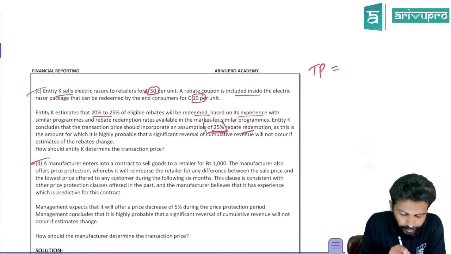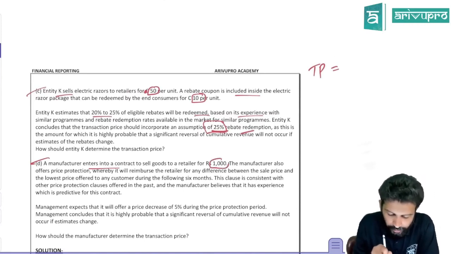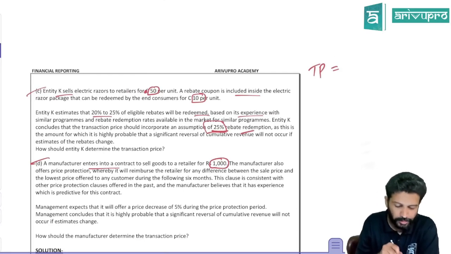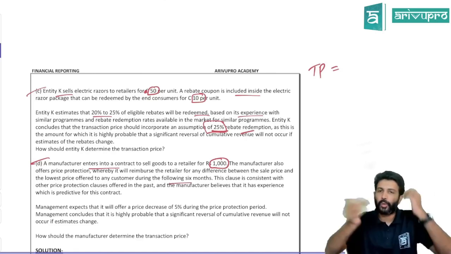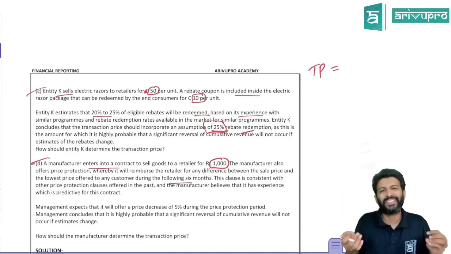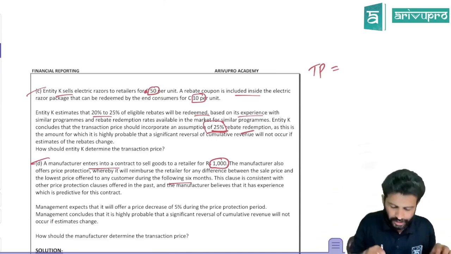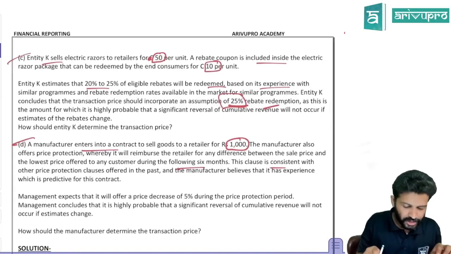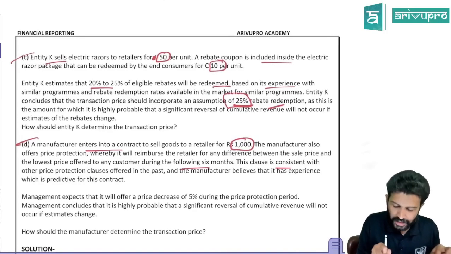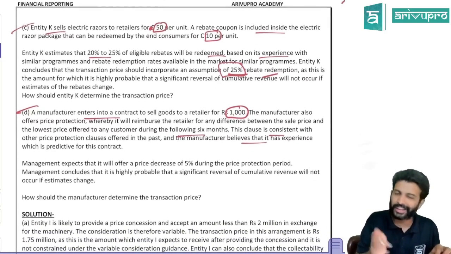Okay. A manufacturer enters into a contract to sell goods to a retailer for 1,000 rupees. The manufacturer also offers price protection whereby it will reimburse the retailer for any difference between the sale price and the lowest price offered to any customer during the 6 months. So we've already sold to the customer at 1,000 and we say that if the price falls in the next 6 months, we will reimburse you. That's the price protection scheme we have given. This clause is consistent with other price protection clauses offered in the past, and the manufacturer believes that it has experience which is predictive in this contract.